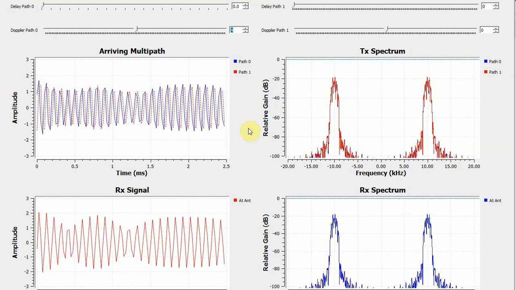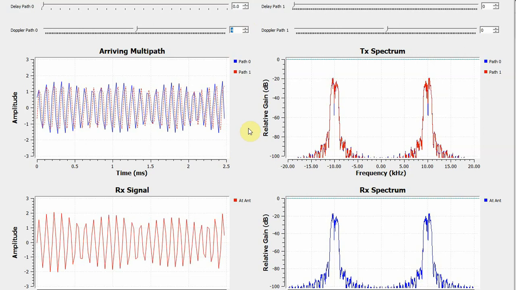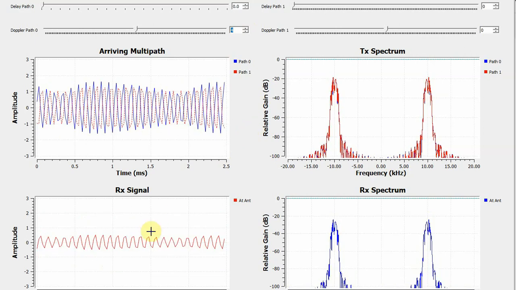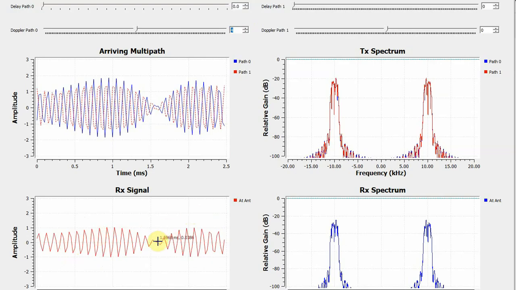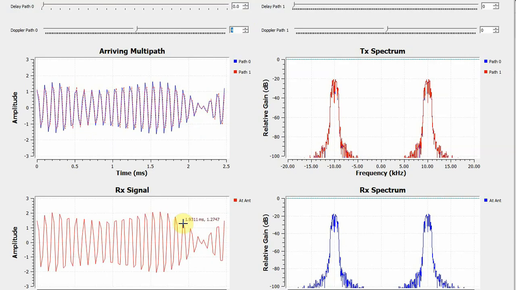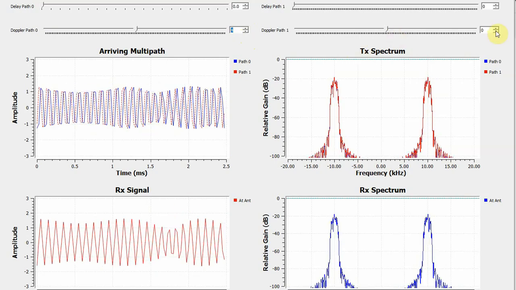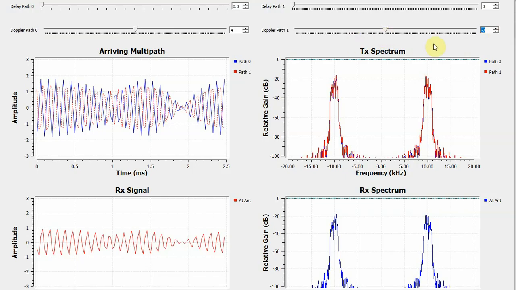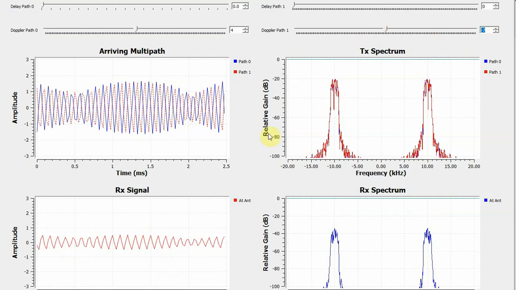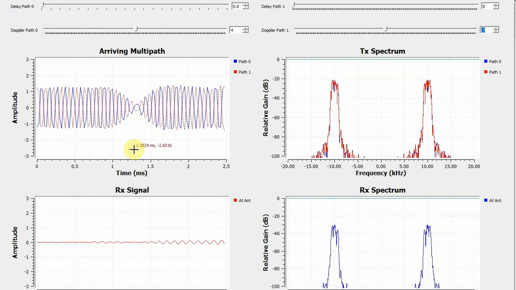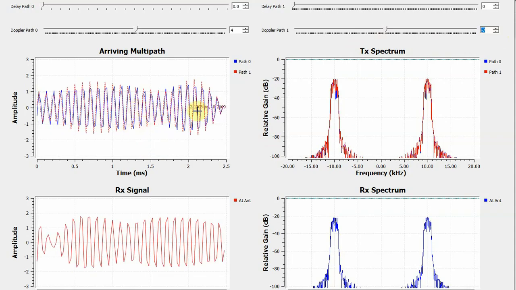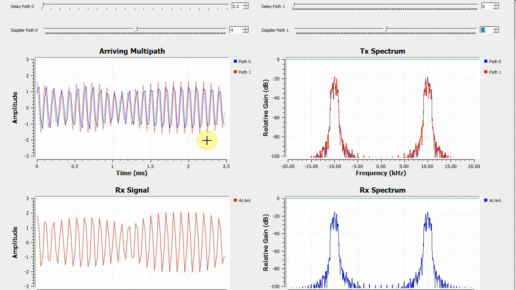We have to differentiate what effect is due to the Doppler shift and what is due to the delay spread. So this null is due to the Doppler shift, while this one is due to the waveform itself. And here it goes completely out of phase. To see the enhanced version of this, let us change this Doppler shift to a negative value so that we can, and now they are adding in phase.